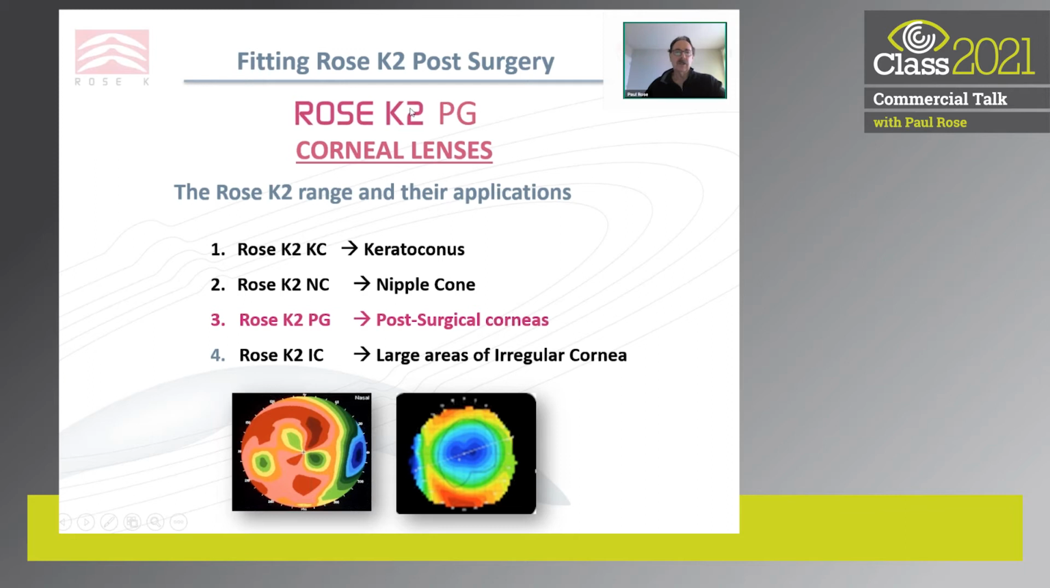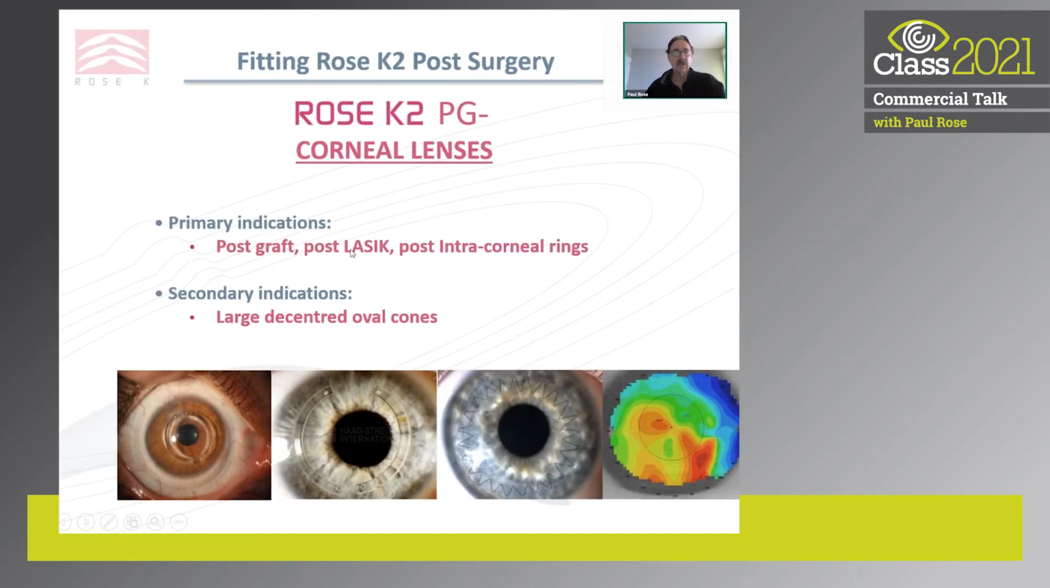For those who know my designs, there's the post-graft design, which is the first line of defense if you're going to fit a corneal lens on a graft. It's specifically for post-graft cases, also for post-LASIK, also for post-corneal rings. It also has application for a large descended oval cone. If the cone is descended well down, sometimes the smaller keratoconic lenses don't work. They center too far down. You need a bigger back optic area, which the post-graft lens has. So in some cases with large descended cones, oval cones, the post-graft also has application.